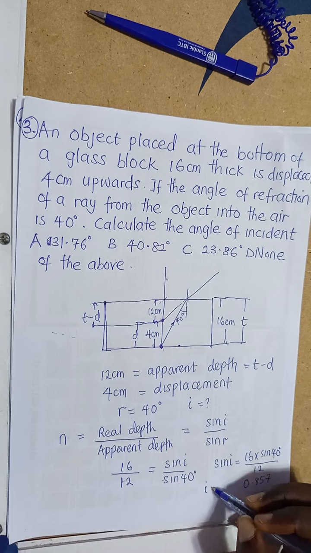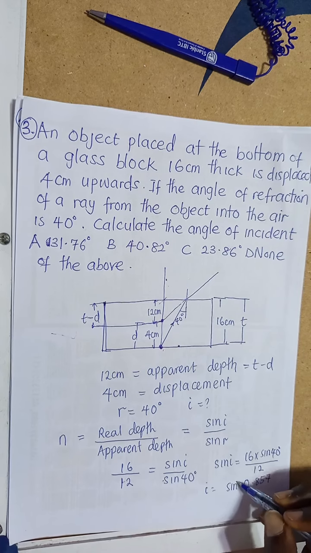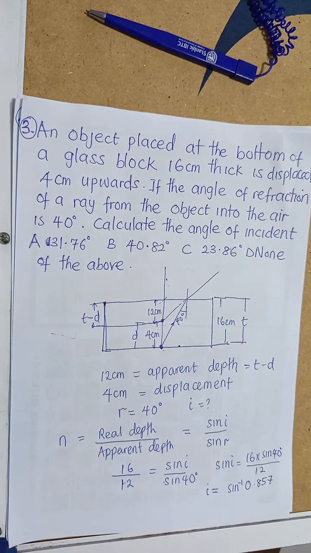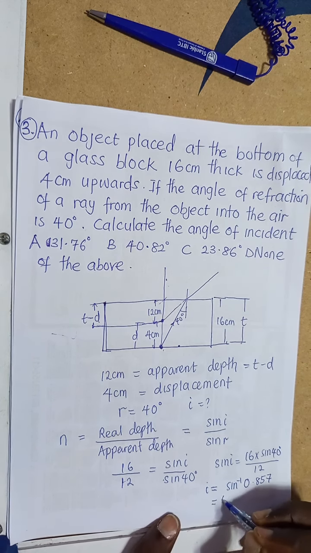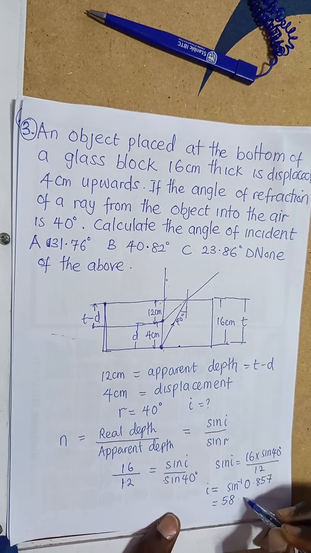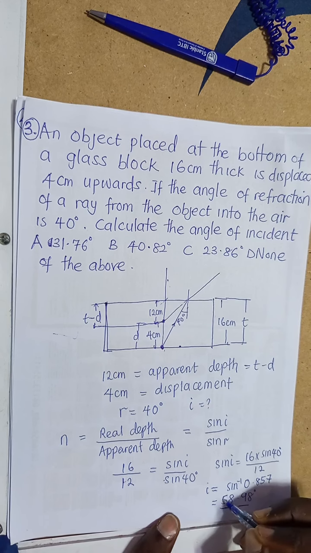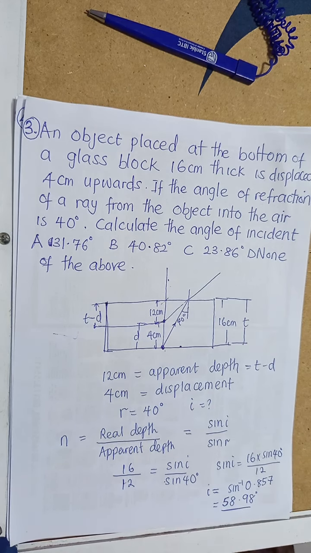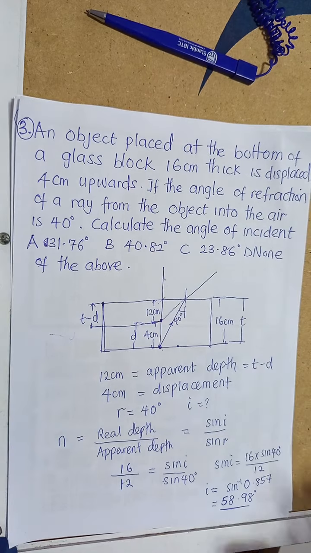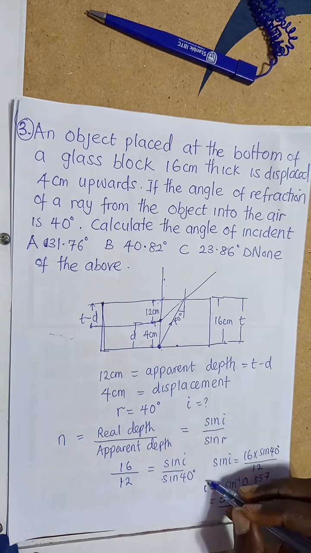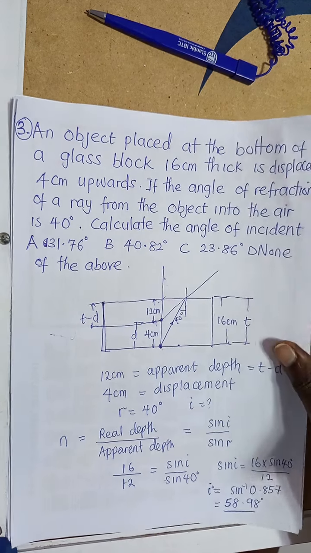Now, i will be equal to the sine inverse of this. What is sine inverse of that? The answer is 58.98 degrees. So that's our answer for that question. Please take note, go through these questions and learn from them. So that is just that.